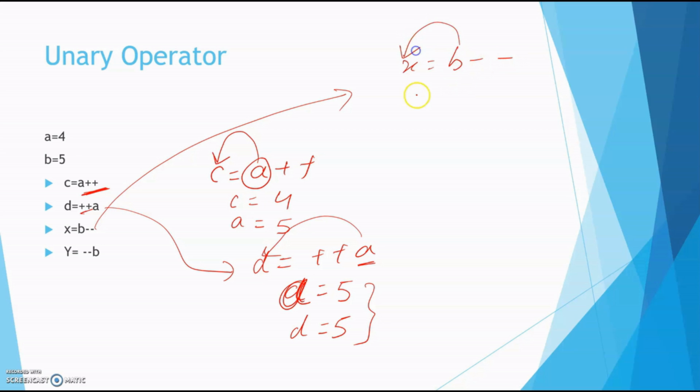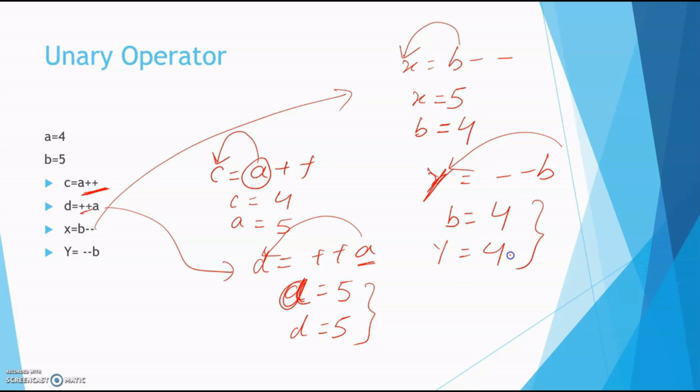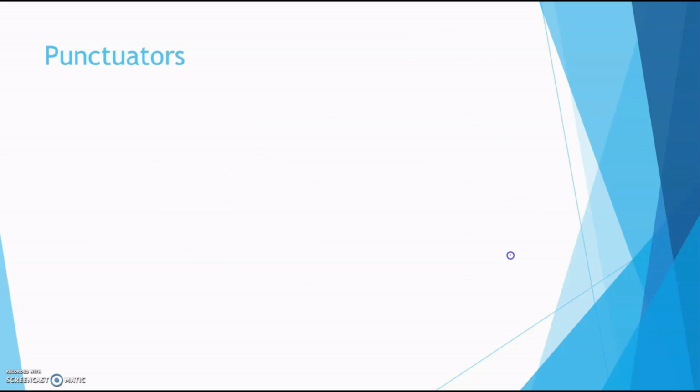What is the value of b? That is 5, and then it will decrease its own value by 1, and that is pre-decrement. So what will be the value of b? First it will decrement itself to 4, and then it will assign to y, that is 4. So that is the unary operator.